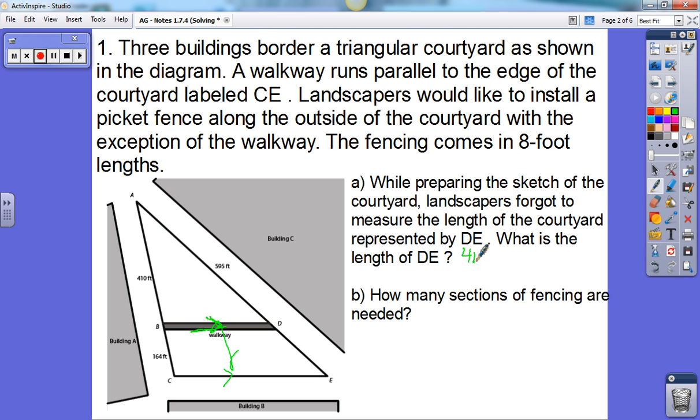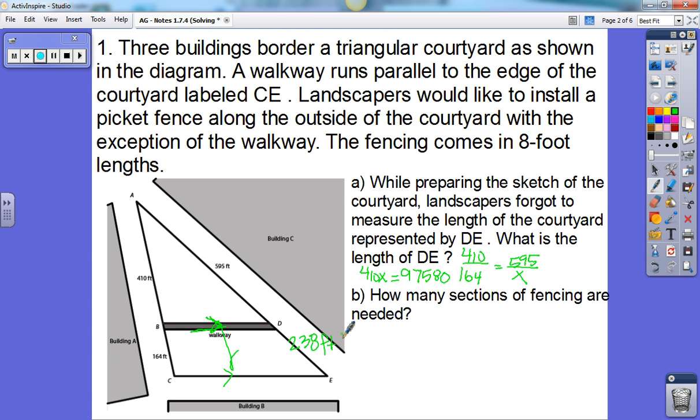I've got 410 over 164 equals 595 over x, and I can cross multiply: 410x equals 595 times 164, and I get 97,580. Divide both sides by 410, and I get 238. So this length right here is 238 feet.